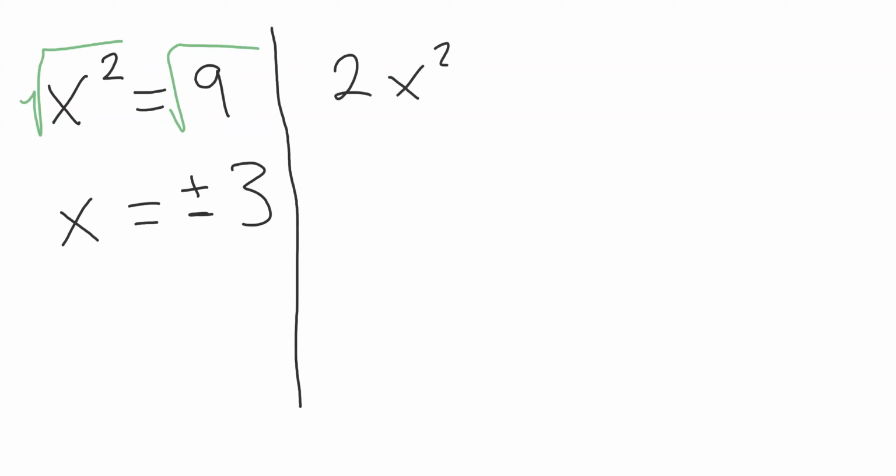Let's take a look at our next example: 2x squared minus 14 equals 0. At first glance, we can't go straight into using the square root property because we don't have something squared equaling something else. But we can do a little bit of rearrangement. We can add 14 to both sides.